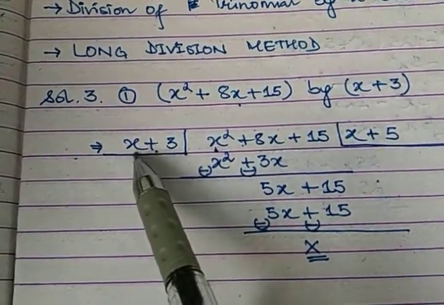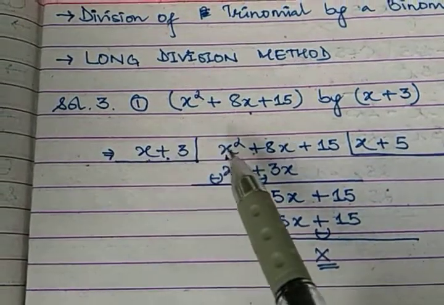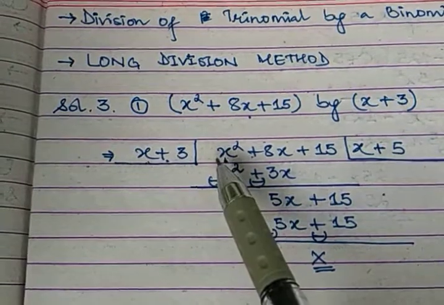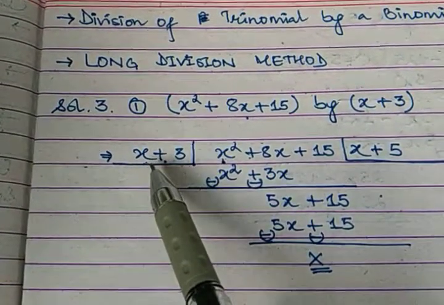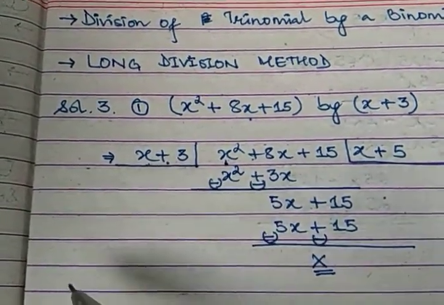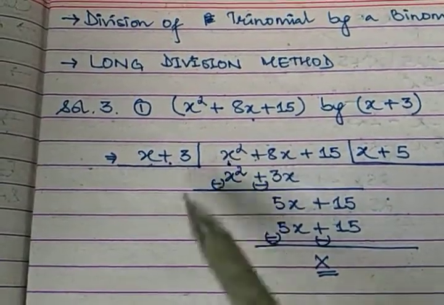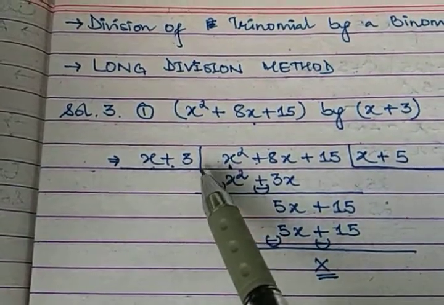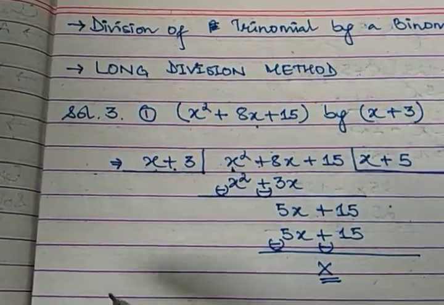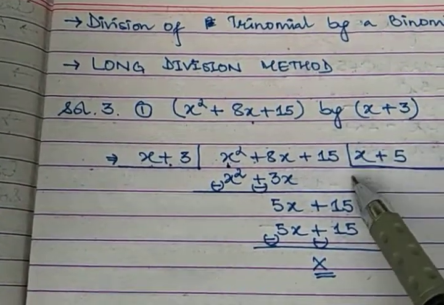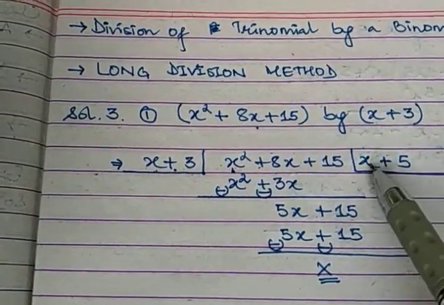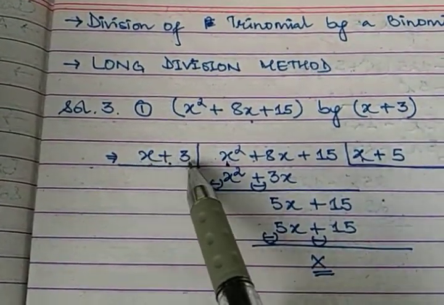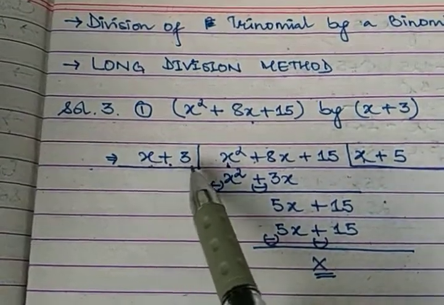Now the first term of the divisor is x, the first term of the dividend is x square. What should I multiply with x to get x square? So I need to multiply x. Simple question, isn't it? And the sign also needs to be the same. So what should I multiply with plus x to get plus x square? The answer is plus x. So that is what I have used here, the first term plus x. As soon as I use plus x here, this x has to multiply both the terms of the divisor.